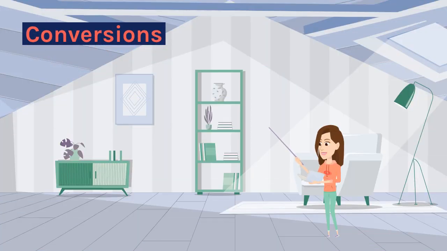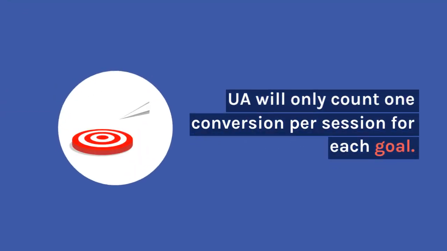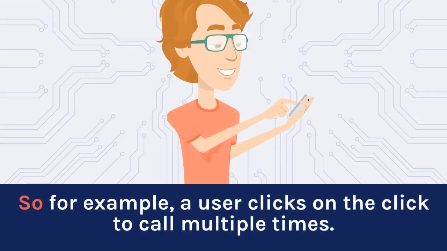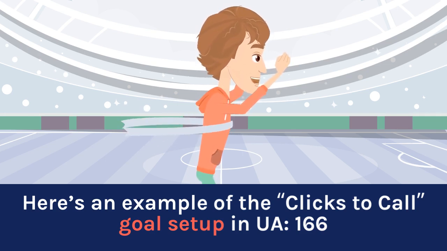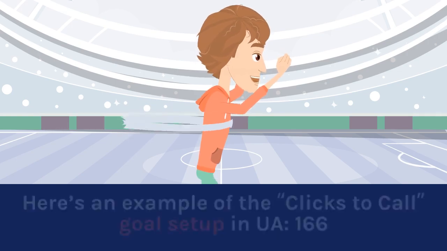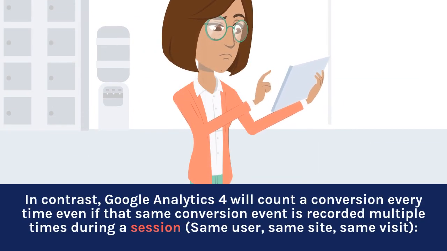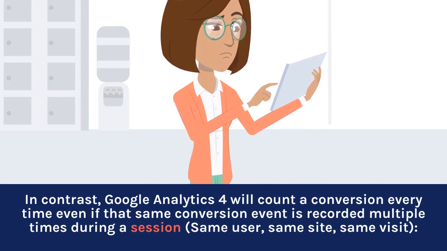Conversions. UA will only count one conversion per session for each goal. So for example, a user clicks on the click to call multiple times. Here's an example of the clicks to call goal setup in UA, 166. In contrast, Google Analytics 4 will count a conversion every time even if that same conversion event is recorded multiple times during a session, same user, same site, same visit.